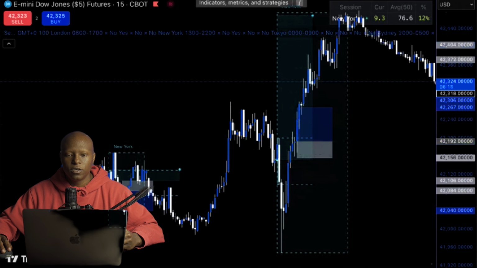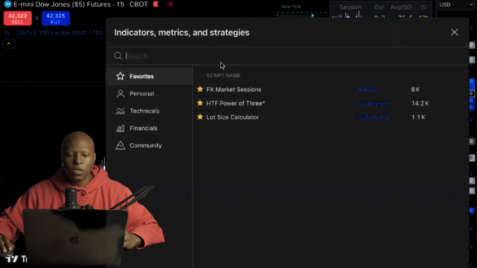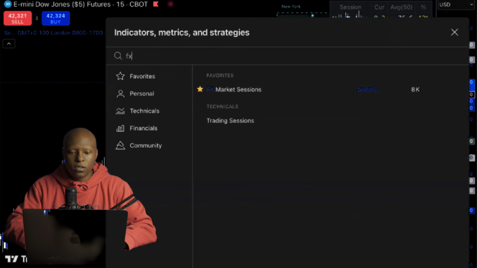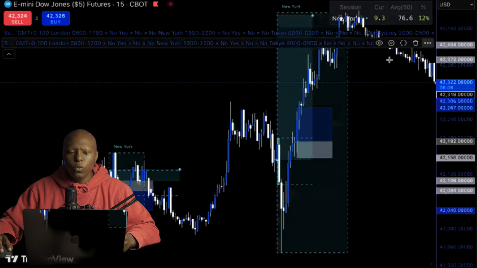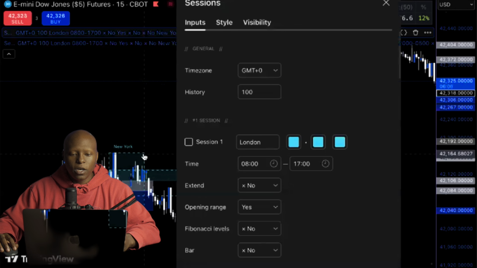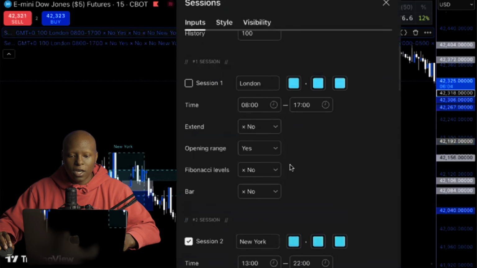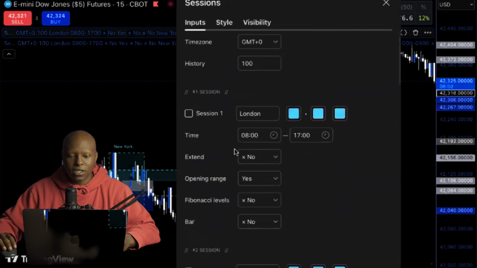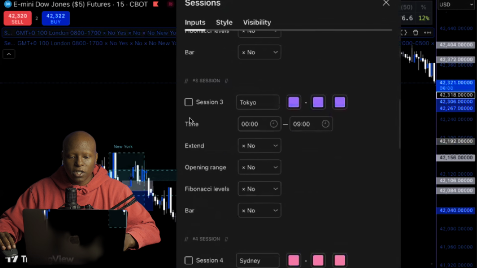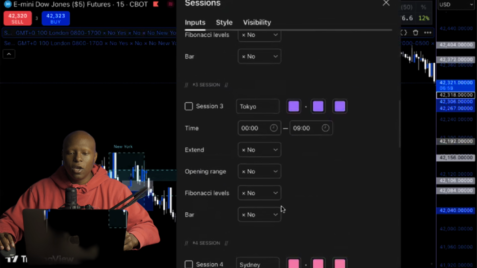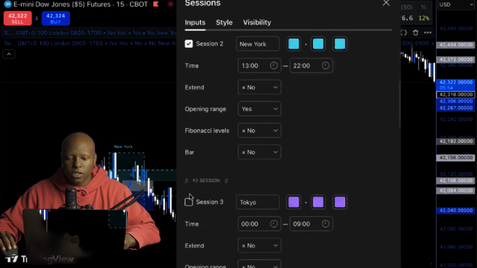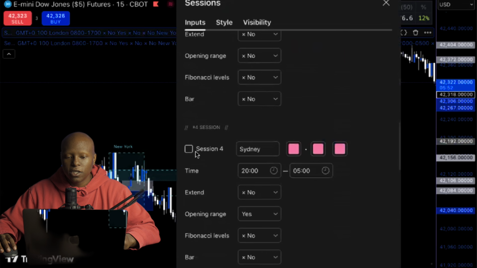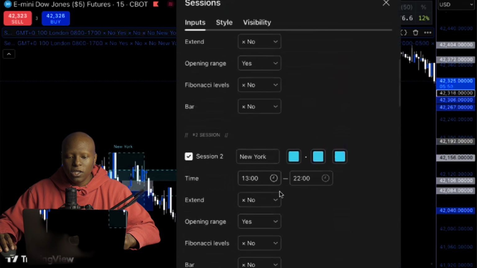So you want to come over here to the indicators tab, and then you look up FX market sessions. You can see I have it clicked here. You want to open that up. When you open it up, it'll have all of these different time zones checked. You can see it has London, the New York session, Tokyo and Sydney. All you want to do is uncheck the London session, uncheck the Tokyo session, and uncheck the Sydney session. Only leave the New York session checked, right?